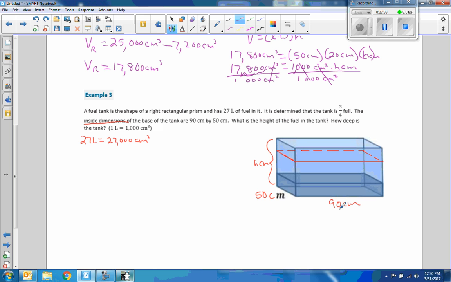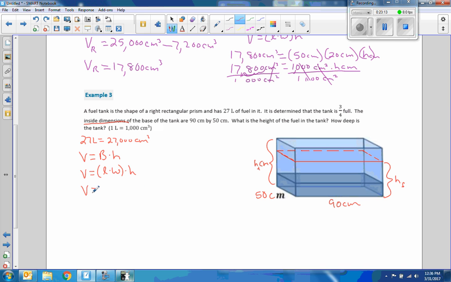How deep is the tank? They also want to know how deep is the tank. Well, that's the height of the fuel in the tank. Oh, okay, so they also want to know the height of the fuel, and the height of the tank. So I'll call that H sub F, and I'll call that H sub T, or H for tank or total. Okay, so volume equals base area times height. Volume equals the base area, which is length times width, times height.